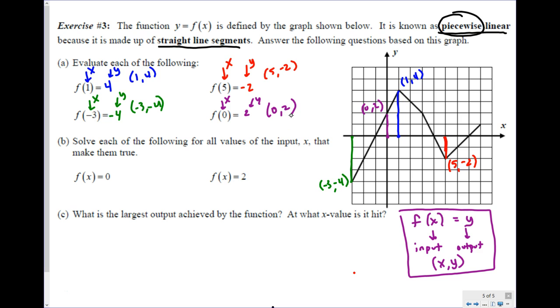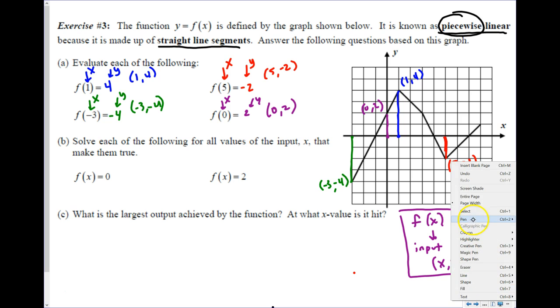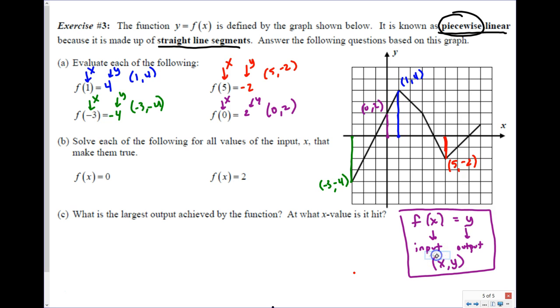Okay? Letter B, solve each of the following for all values of x that make them true. Solving is a fancy way of also saying find. So when I'm looking at my graph here, this says f of x equals 0. So this is saying y equals 0. So I'm going to go to my graph and look for all the places that y is 0. Well, y is 0 right here. That's where y is 0.